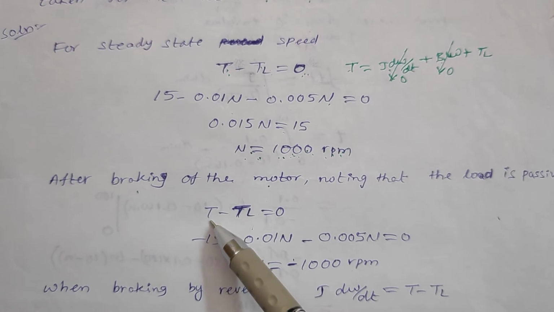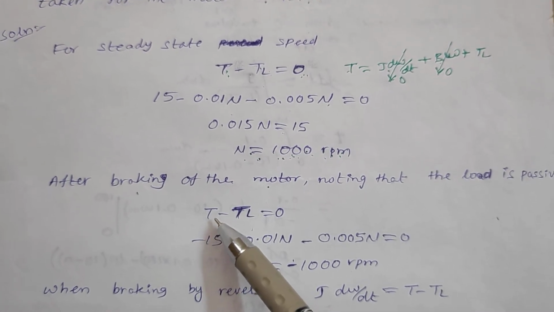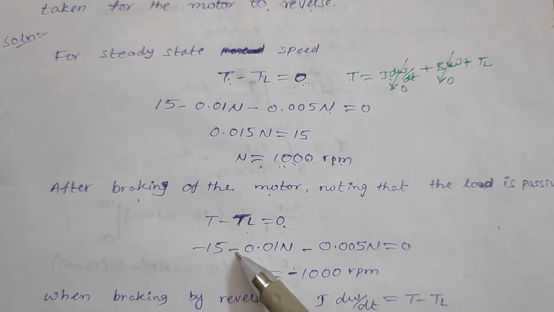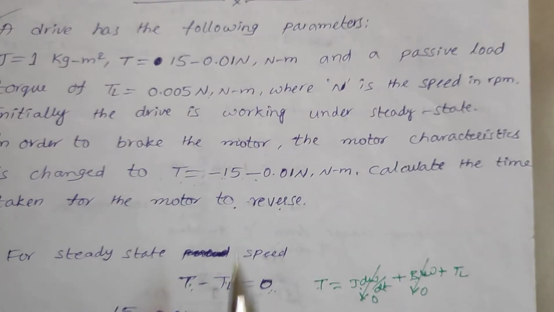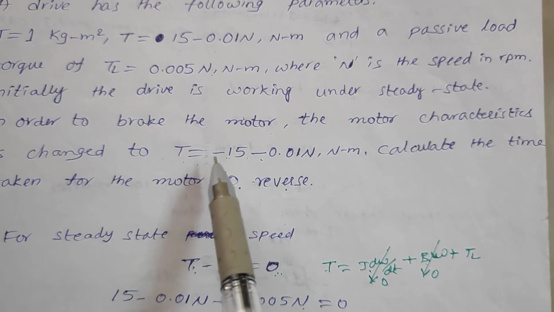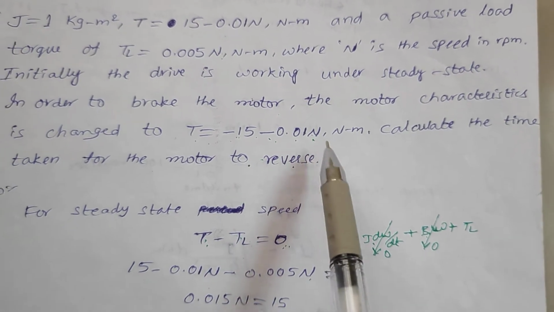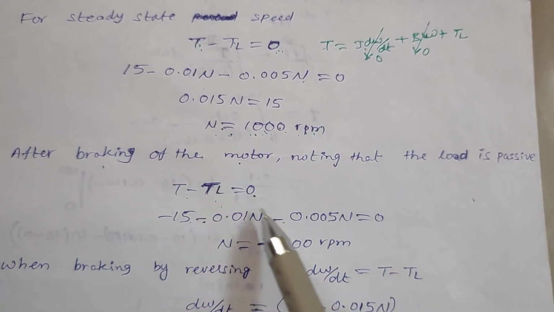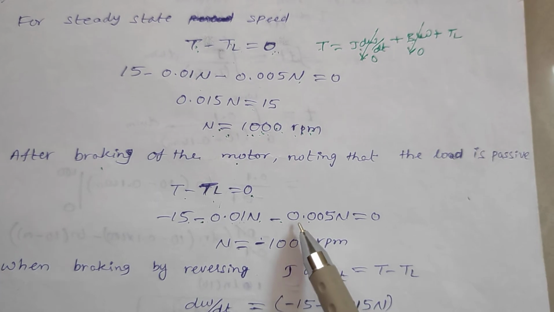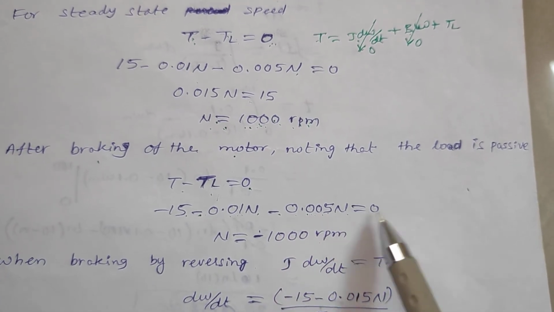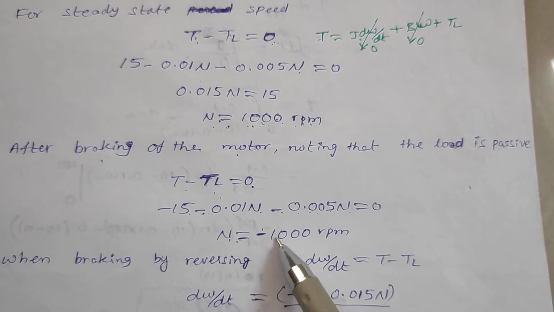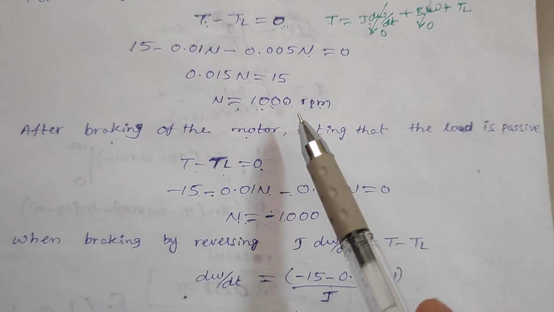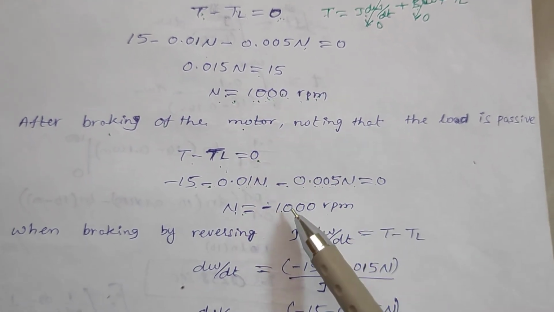Again under steady state, the torque equation will become T is equal to TL, or T minus TL is equal to 0. The motor torque has changed from 15 minus 0.01 N to minus 15 minus 0.01 N, which I am substituting here: minus 15 minus 0.01 N minus the load torque, which is a passive load torque and so remains the same, 0.005 N, equal to 0. From here we get N is equal to minus 1000 RPM. That means after braking, the speed needs to be reversed from 1000 RPM to minus 1000 RPM.